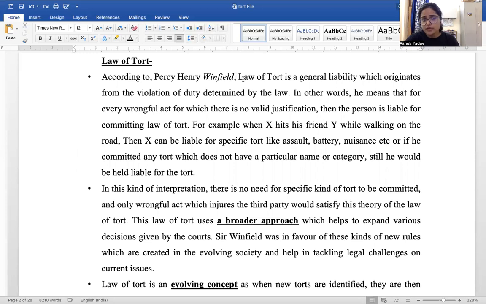Winfield talks about law of tort as a general liability which originates from the violation of a duty determined by the law. In other words, he means that for every wrongful act for which there is no valid justification, the person is liable for committing a tort. For example, when X hits his friend Y while walking on the road, then X can be liable for a specific tort like assault, battery, nuisance, etc. If he committed any tort which does not have a particular name or category, still he would be liable for the tort.